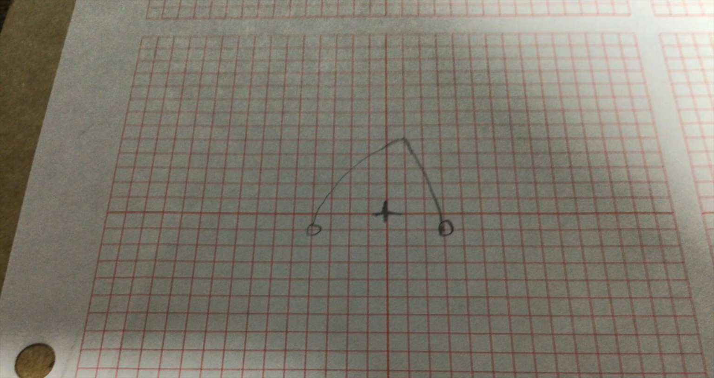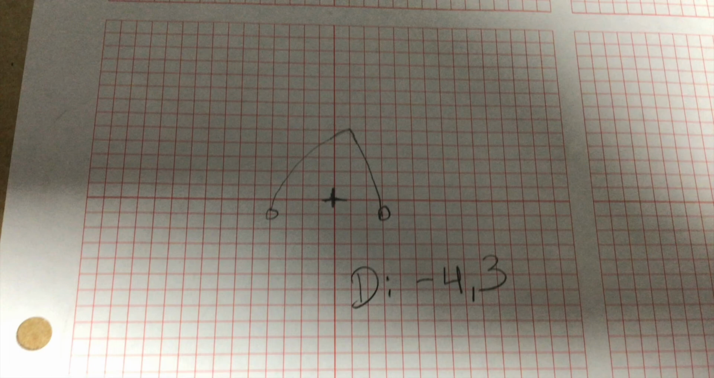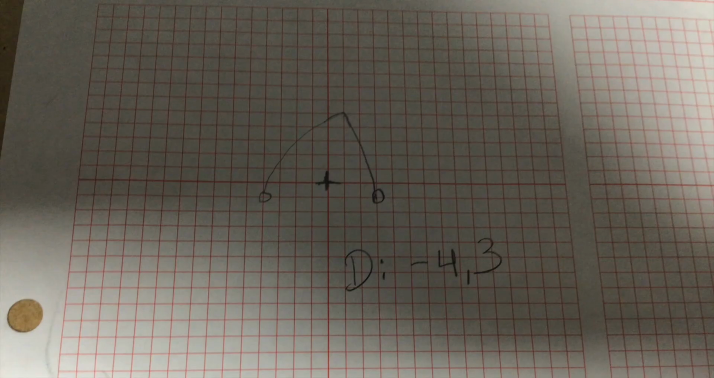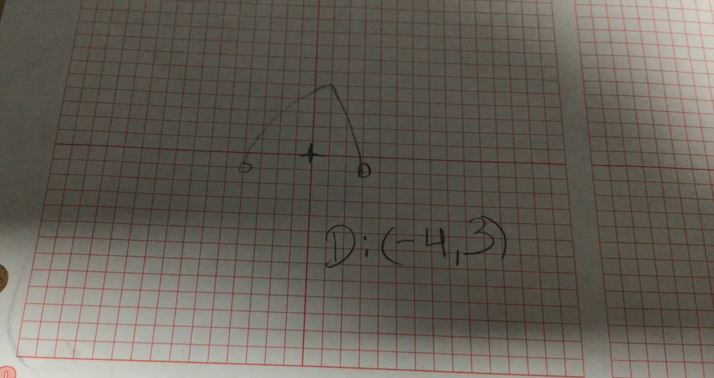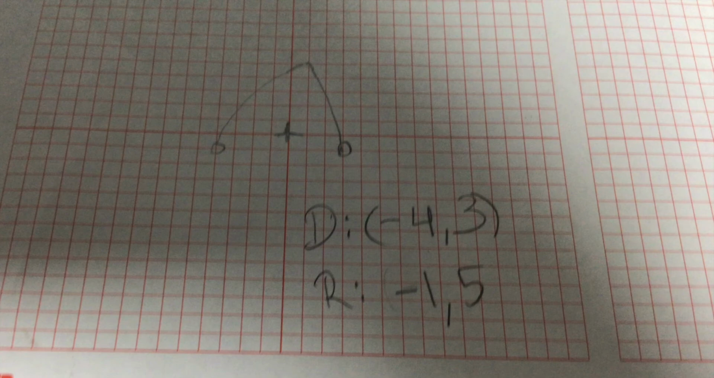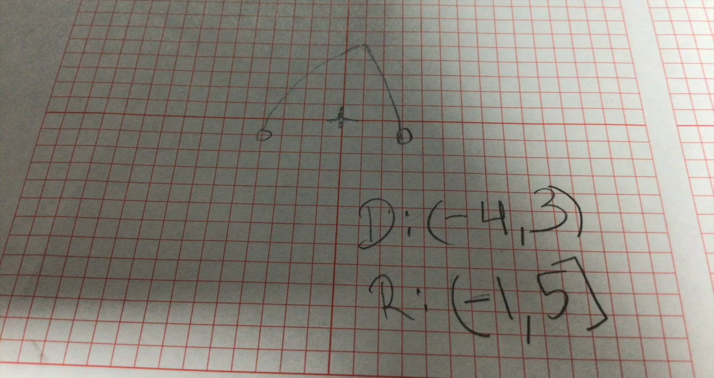This one's a little tricky. We're going to go left to right for the domain. So that far left is -4 and the far right is 3. They're both open circles, so they're both parentheses. The range is the lowest y value is -1, and then the highest y value is 5. Now the lowest is an open circle, so it's a parenthesis, but that top part right there, the highest, is not an open circle, so it is a bracket.